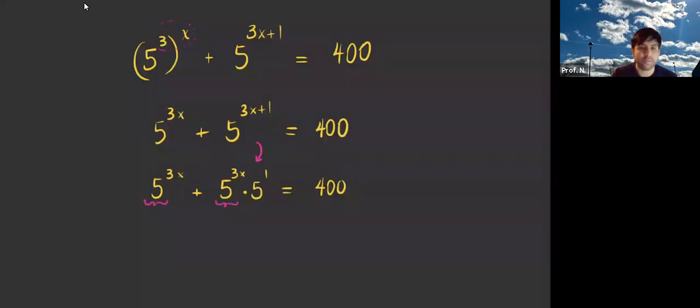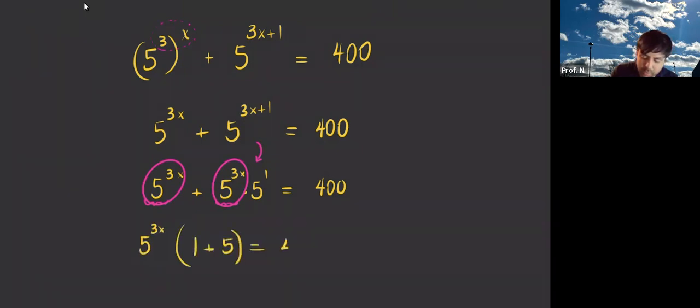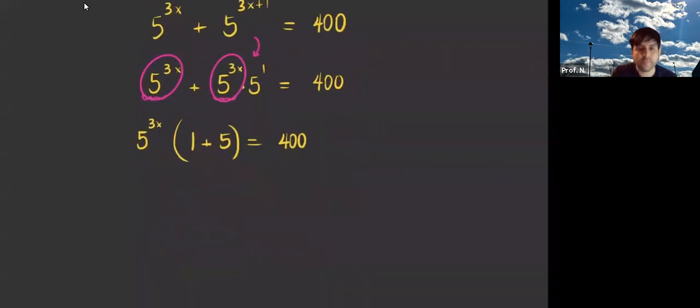This is, again, just algebra. And look what the algebra says. I have these two common factors here. I have this and I have this. What can I do when I have two factors like this? I can factor it out. I literally can write it as 5 to the 3x, parentheses, 1 plus 5, equals 400. Do you guys see that? 1 plus 5 is what? It's 6.